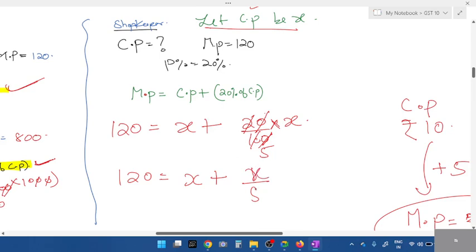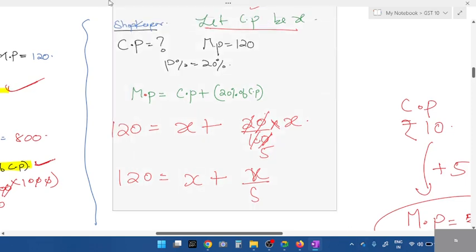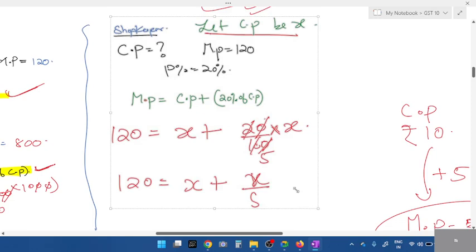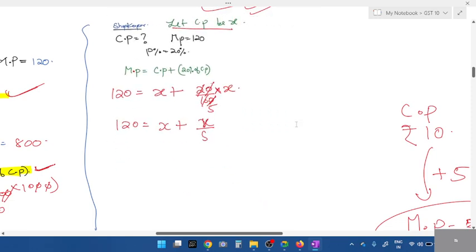All of you understood? Then if you want to find the value of X, students, we need to find the value of X from this equation. This is the second type of question where cost price will not be given. Take LCM. 5 is the LCM. How do you solve this question? All of you will respond. Multiply into 5. What is 5x plus 1x? Numerator, what do you get? 6x.